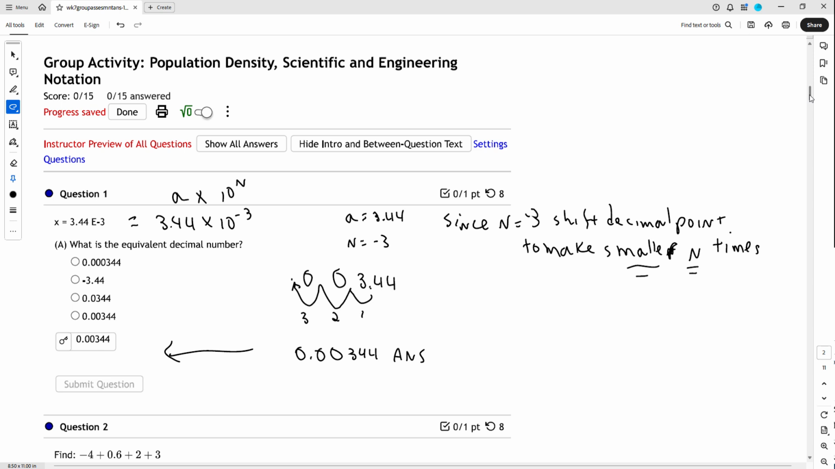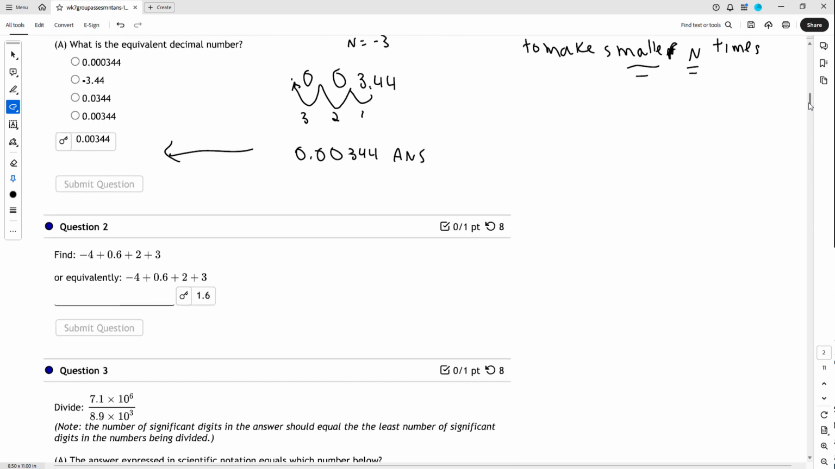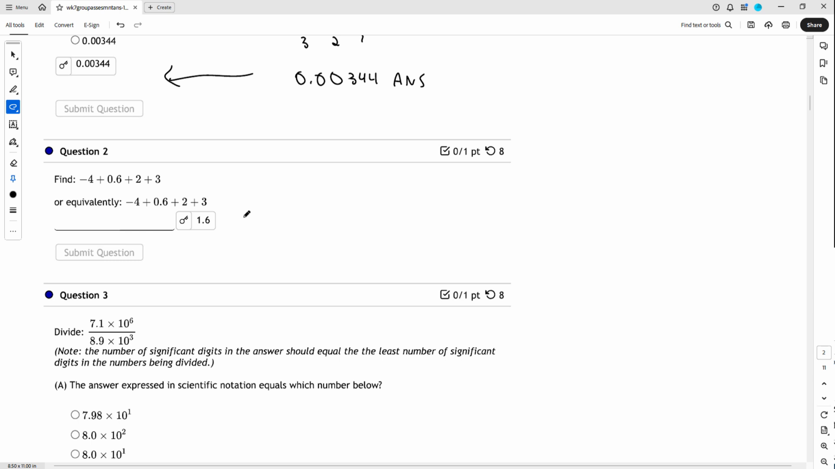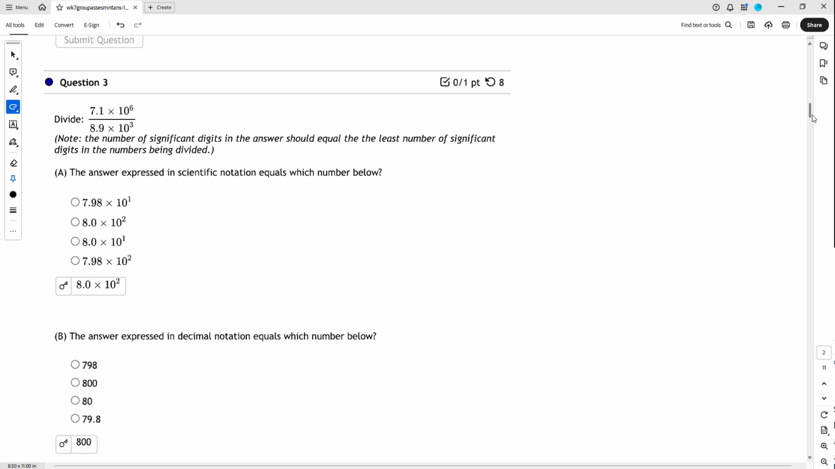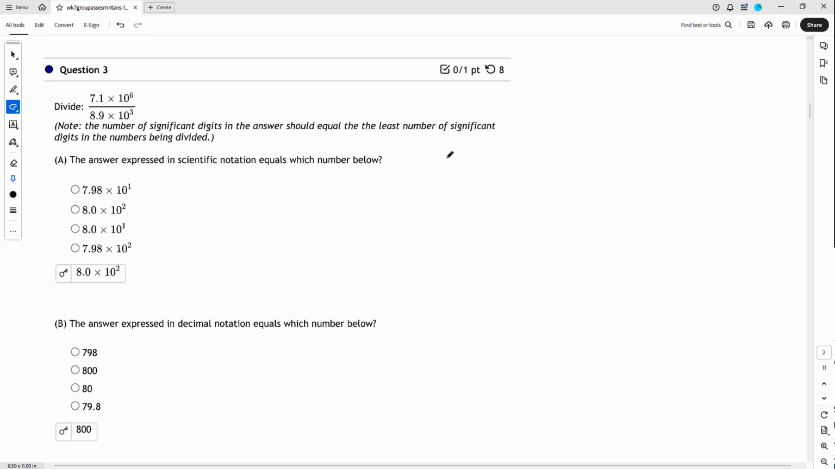That was number 1. Number 2, you can use the calculator here and add these numbers up and you should get 1.6. This next one here, you're dividing. They want here, their answer should be in scientific notation. Then they want it expressed as a whole number.